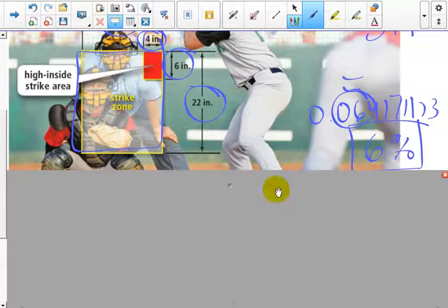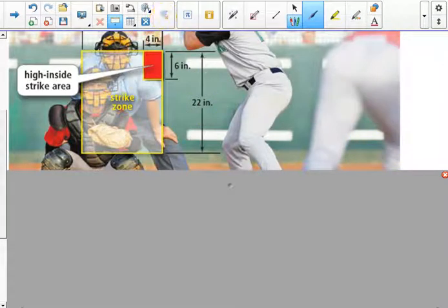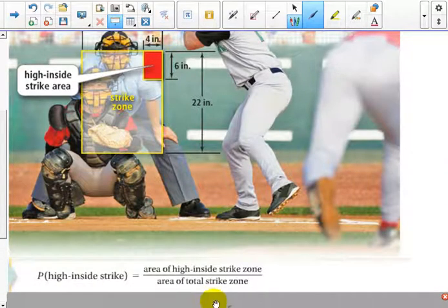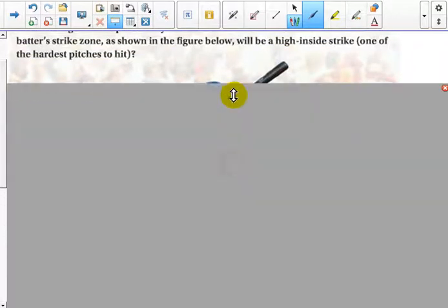Okay? Any questions on that? So it's always, what do you want over what's possible? What do we want? That sweet zone. What's possible? This whole big zone. Or the favorable over the total. Favorable is what you want. Total is what all's there. Any questions?